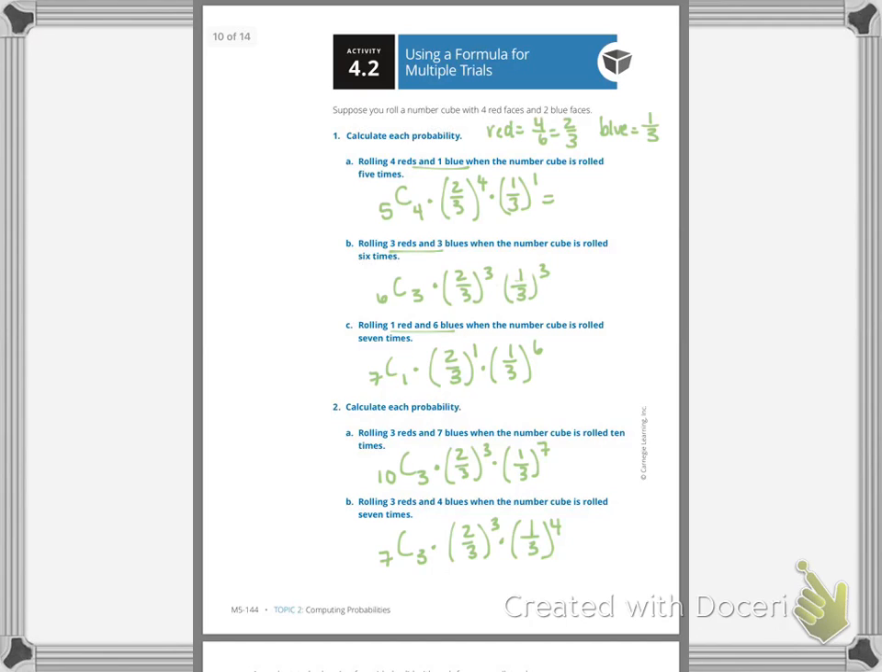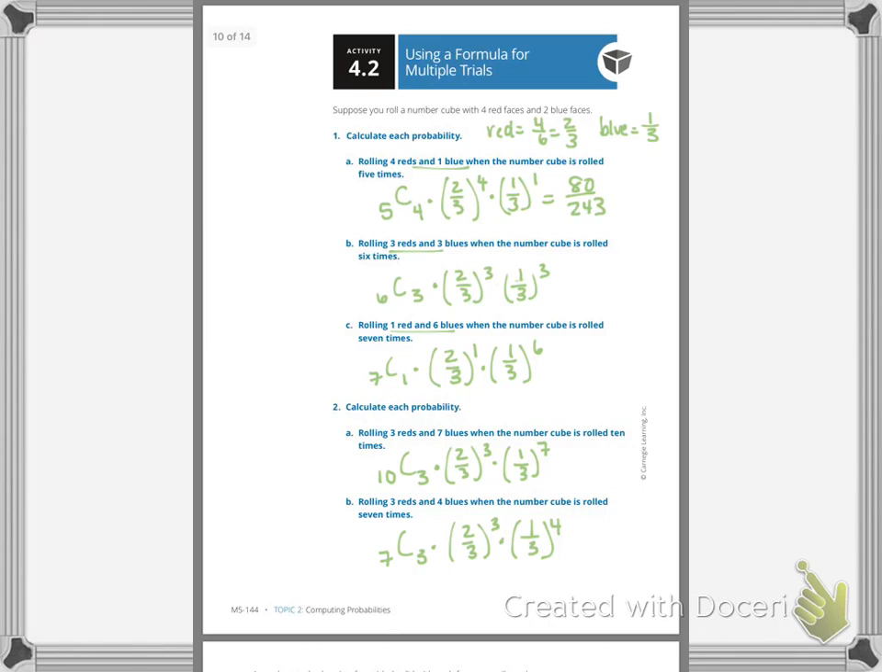So then typing them in, some of these get a little bit weird. When I type this first one in, we should be okay with this one. So I type in 5, choose 4 times 2/3 to the 4th times 1/3 to the 1st. Convert it. That one's good. So 80 over 243.